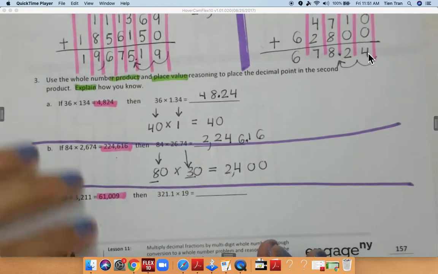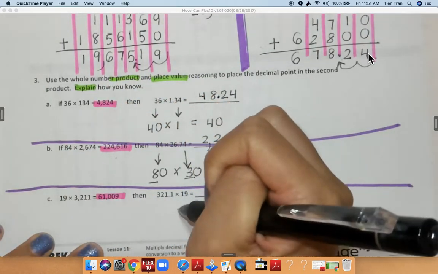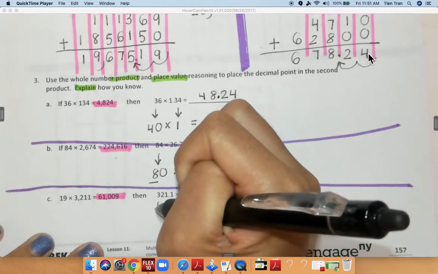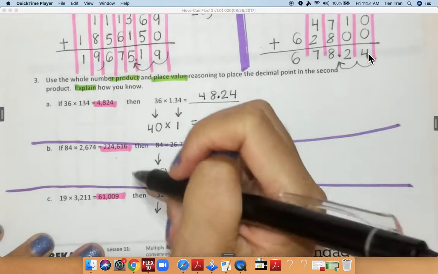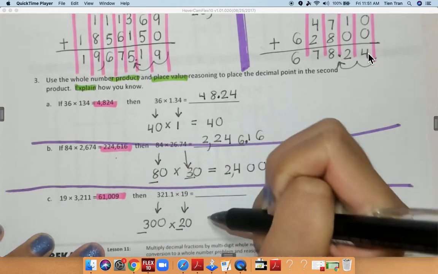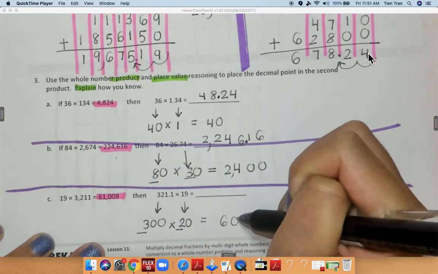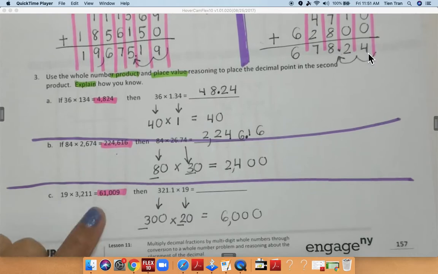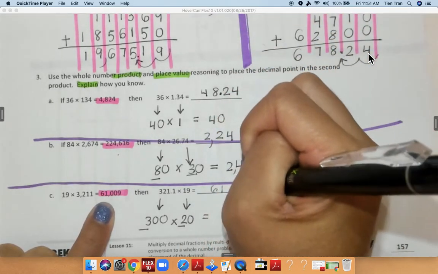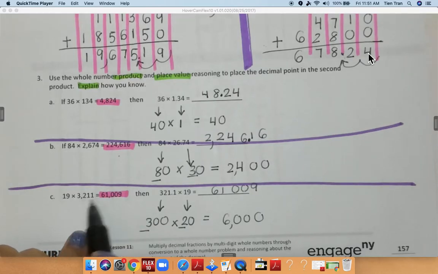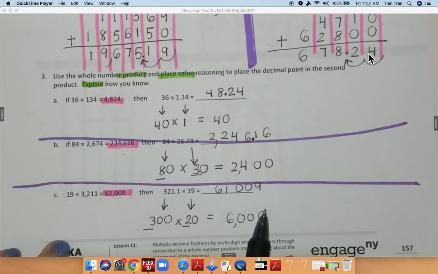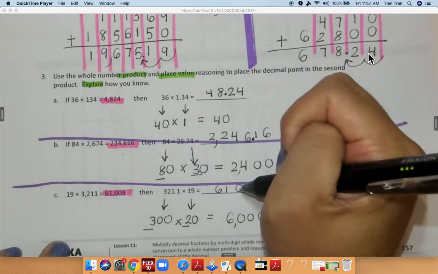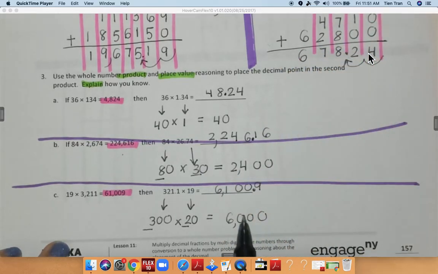Now for the last problem, I have here 19, which can be rounded to 20. And I also have 321 and 1/10, which can be rounded to 300. I multiply 3 times 2, which is equal to 6, and add my 3 zeros at the end. Okay, so your answer should be around 6,000. Right here, they have 61,009. I put all those numbers down because they multiplied it for me. And now I'm going to put the decimal in the correct place. 6,000, right? So that means that my answer should be around 6,000. And 6,100 is closer to 6,000 than it is to 61 or 610.